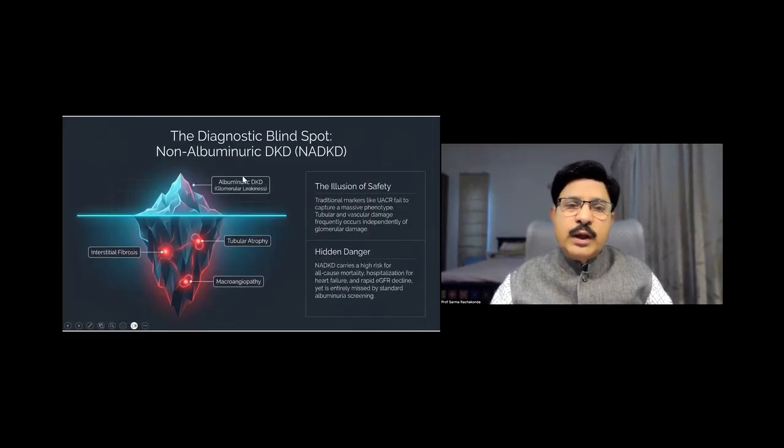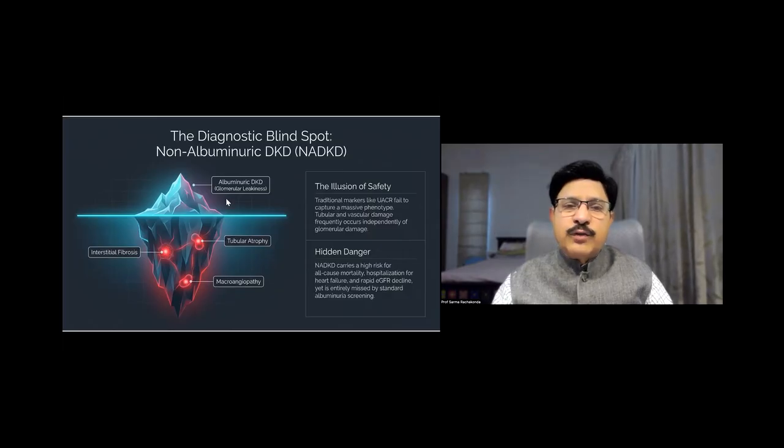Now, you see the albuminuric CKD is only the tip of the iceberg. What is underwater is the part of the iceberg which is submerged. What is that? That is tubular atrophy, microangiopathy, and interstitial fibrosis. This is unrecognized. How do I get it? By doing early renal biopsy. Diagnostic blind spot. You only see this much. This part you are not seeing because there is a diagnostic blind spot.